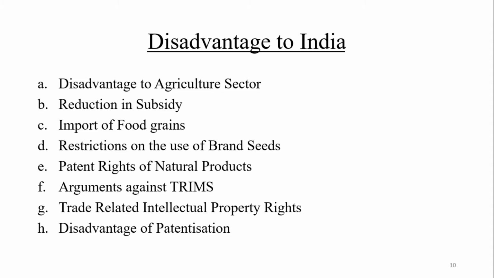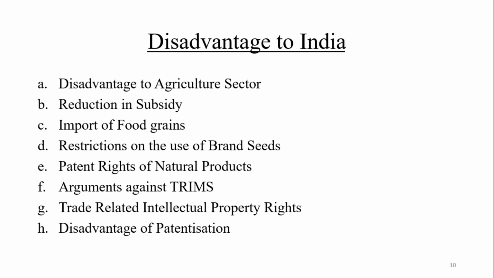Fourth, restrictions on the use of brand seeds. Under WTO, scientists and farmers will not be able to use brand seeds for commercial purpose. Under the circumstances, big farmers alone could buy foreign expensive seeds. It will be difficult for small and marginal farmers to make use of improved variety of seeds. It will widen the gap of economic disparity.